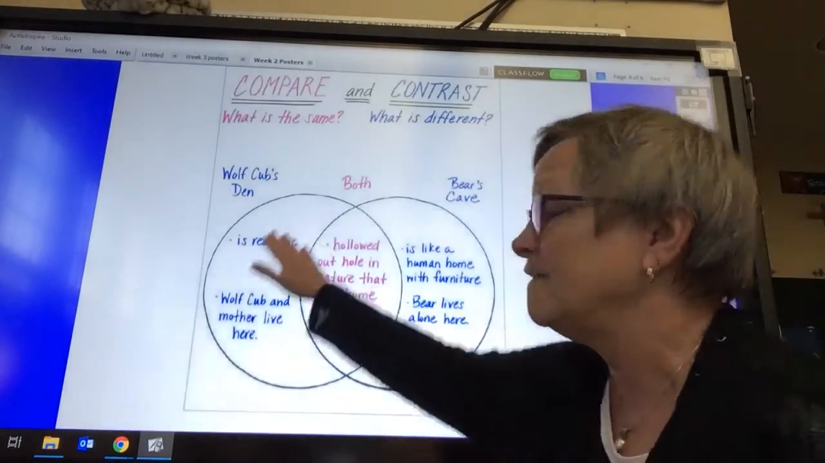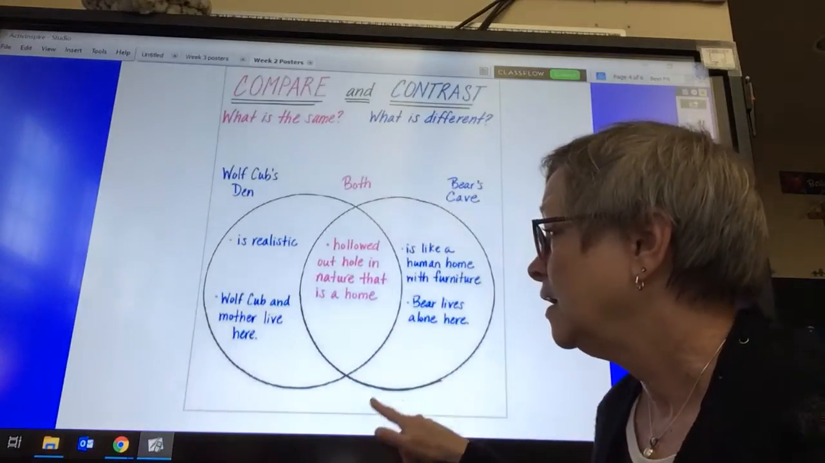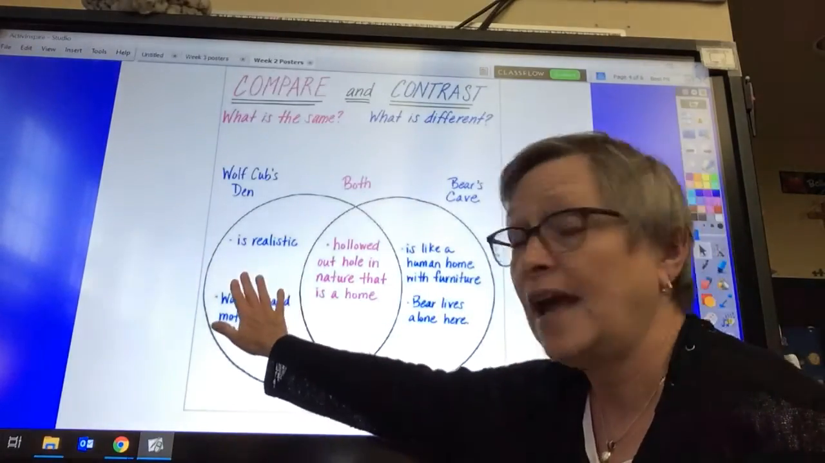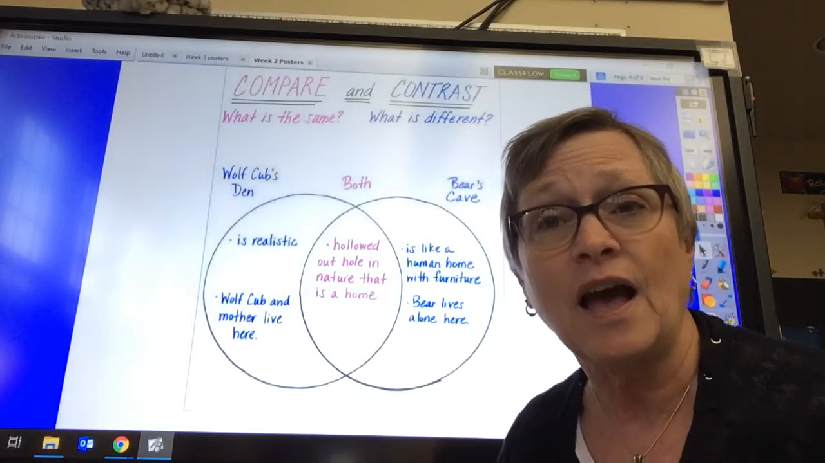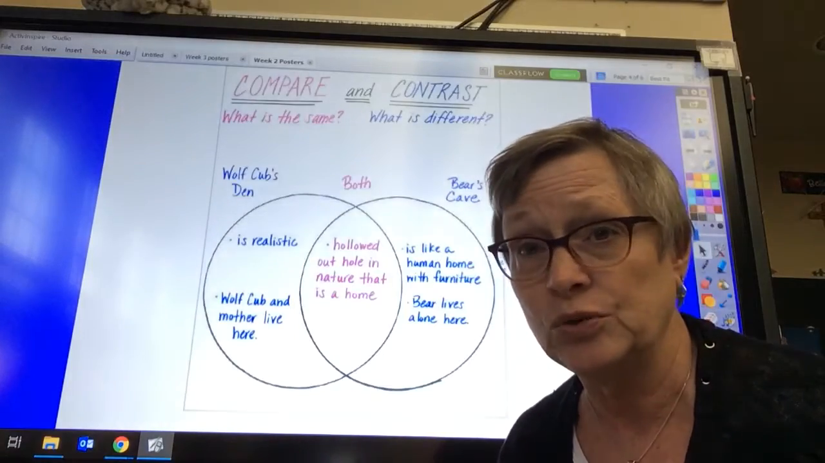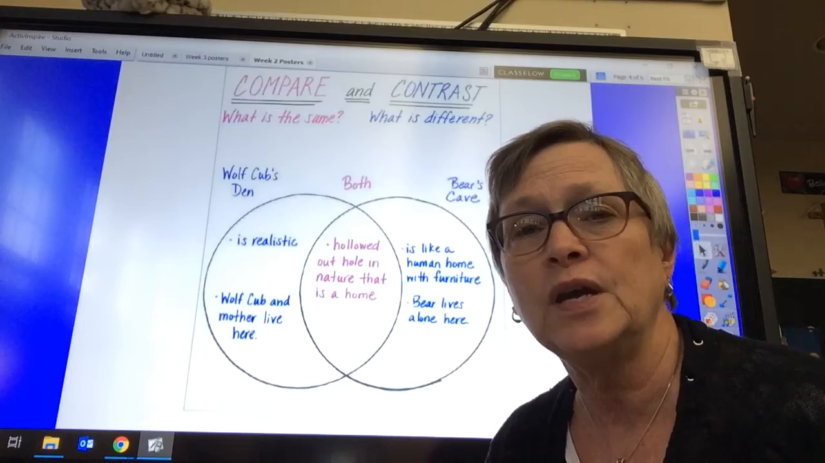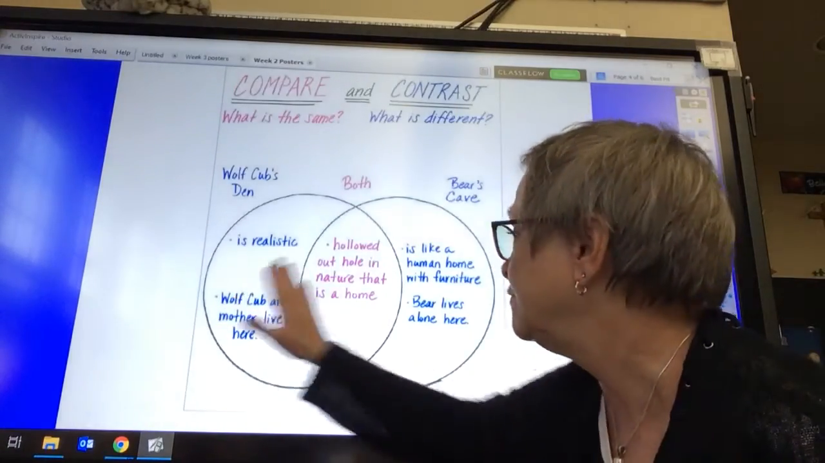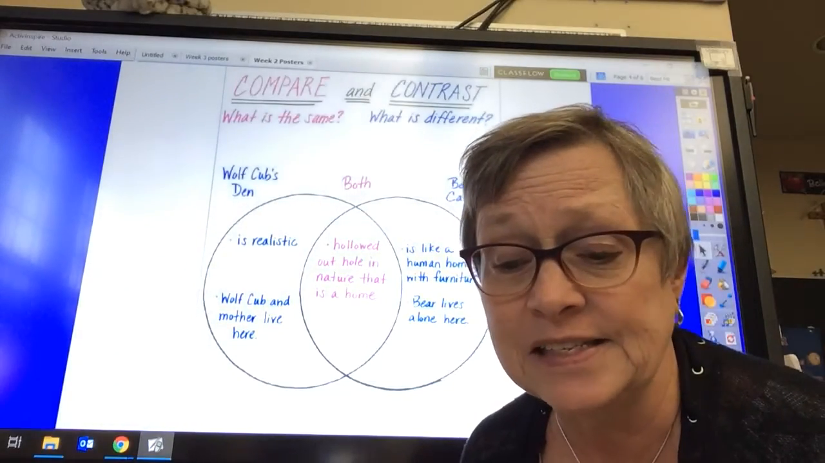This is a Venn diagram. Remember, a Venn diagram is two circles, and what's on the outside of each circle are independent things that each character does, that the other character doesn't do. The middle part where they overlap is what the two characters have in common. So differences are on the outside, similarities are on the inside, right?